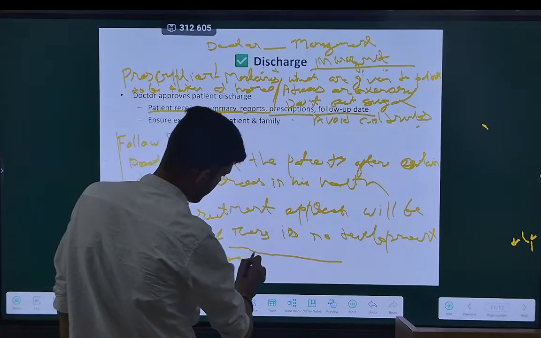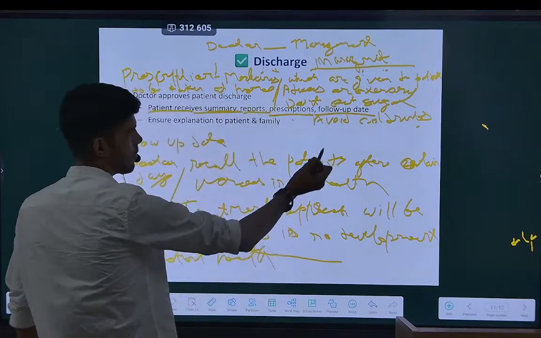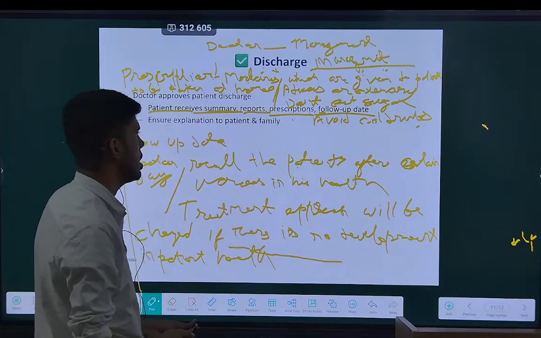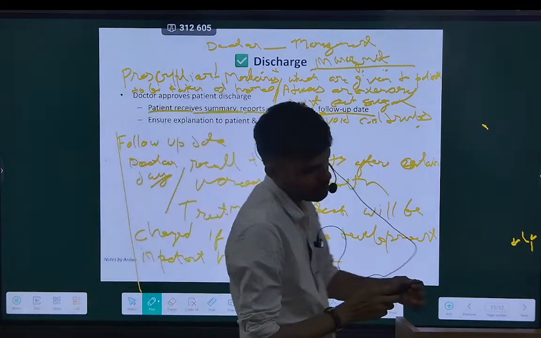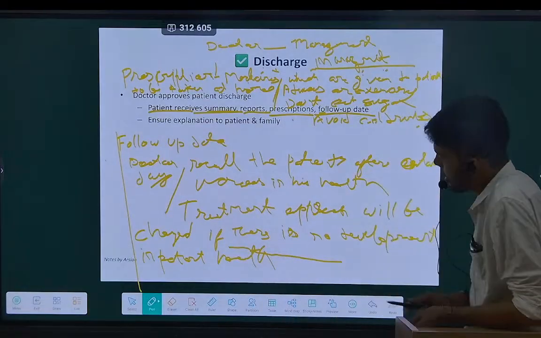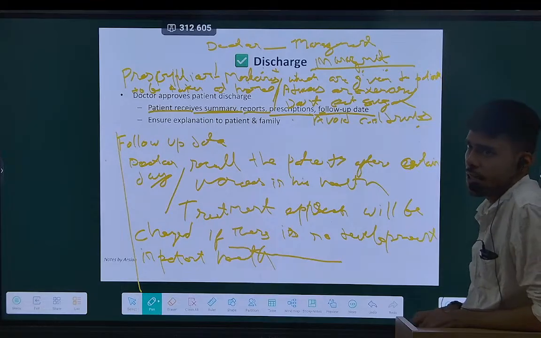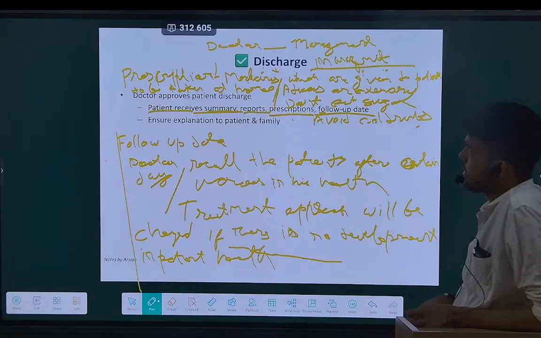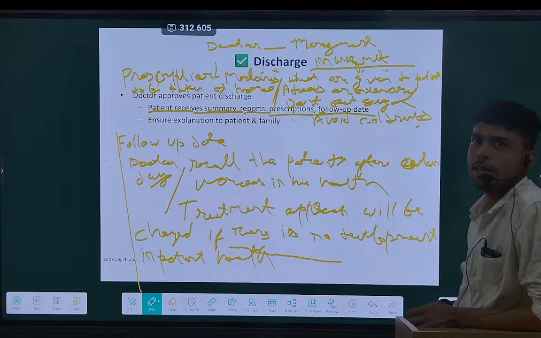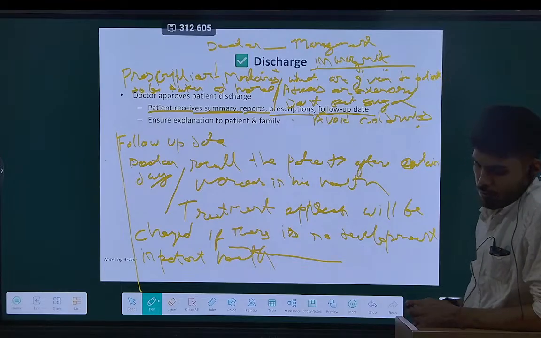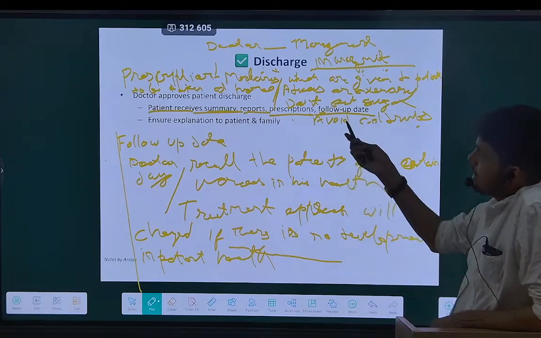So that's why the doctor gives a follow-up date, to check whether there is development in the patient's health or not. If there is no development, he will change the approach of the treatment. Suppose first he had given the medication, now he will go with surgery, or with other types of treatments. So that's why a follow-up date is given.